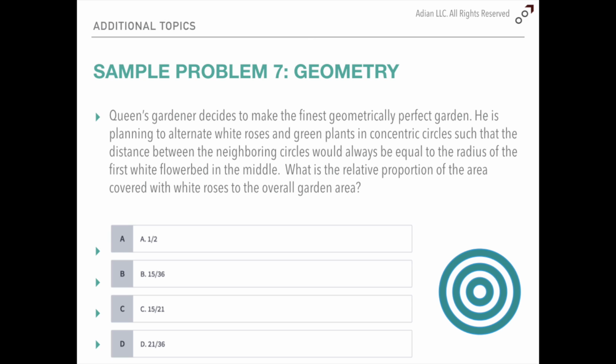Sample problem 7. Queen's gardener decides to make the finest geometrically perfect garden in the kingdom. He's planning to alternate white roses and green plants in concentric circles, such that the distance between circles would always be equal to the radius of the first white flower bed in the very middle. What is the relative proportion of the area covered with white roses to the overall garden area?